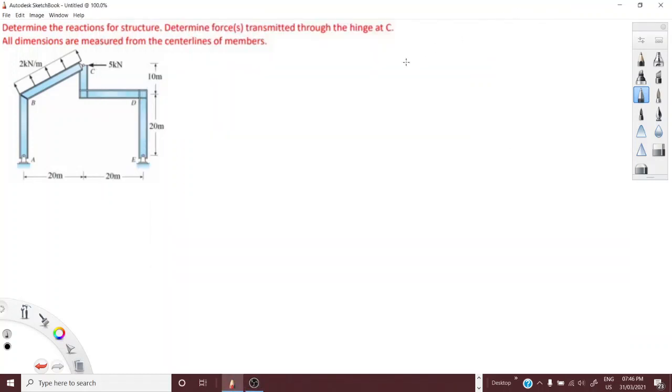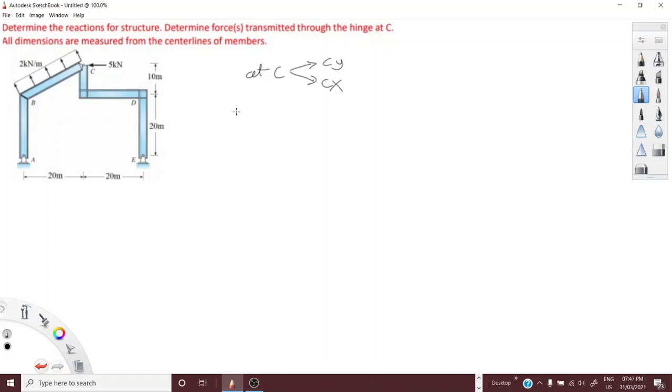Hello guys. In this tutorial, we need to find the reactions at the supports, and we also need to determine the forces through the hinge at C. So at C, there is an internal hinge, which represents Cx and Cy.